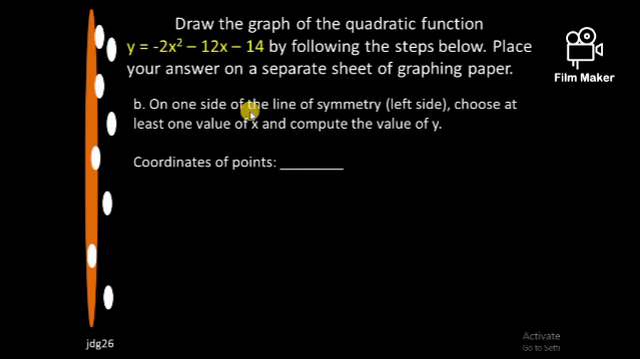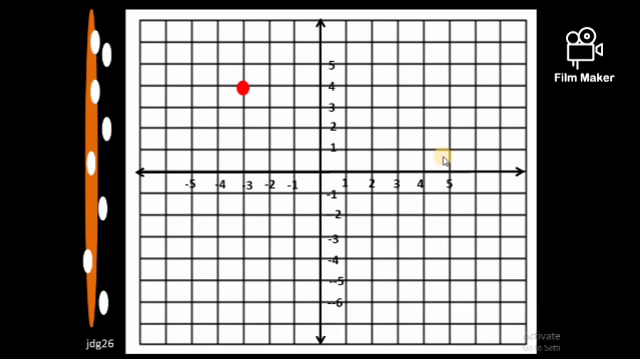Next step. On one side of the line of symmetry, or the left side, choose at least one value of x and compute the value of y. So, nasaan ba yung line of symmetry? So, balikan natin yung graph. Ito yung ating vertex. So, ibig sabihin, the line of symmetry ay nandito sa part na to. Ito yung negative 3. Kuha lang tayo ng isang point sa left side ng axis of symmetry. So, kung nandito tayo sa negative 3, ang left side niya ay negative 4 at ang right side niya ay negative 2. So, unahin natin ang negative 4.